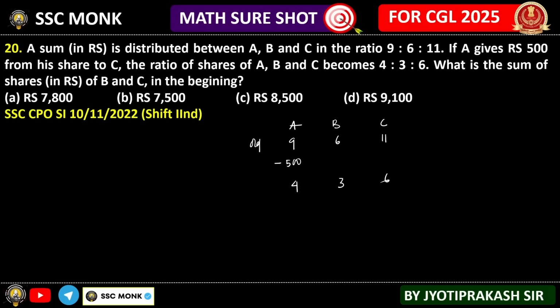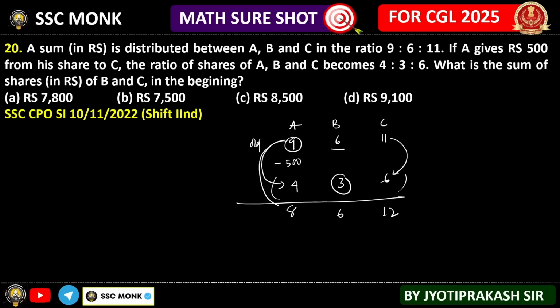Now understand. During this transaction, 500 was taken out from here and 500 was added here. That's all. That means B remains same. So what I need to do? I need to ensure that 3 is getting same for B. So if I multiply by 2 over here, it will be 8. 3 into 2, 6. 6 into 2, 12. Clear? Now understand. Previously it was 9 parts and it became 8 parts.